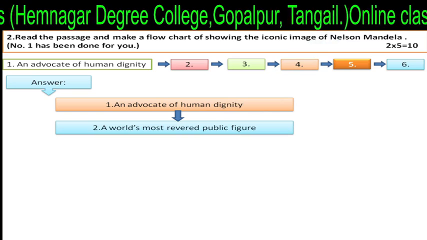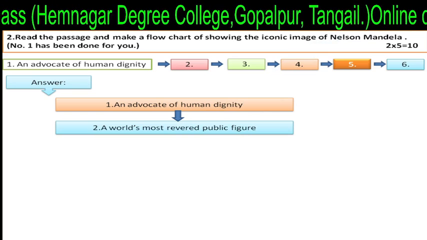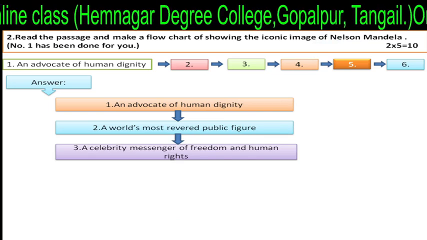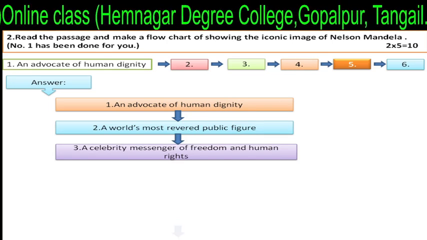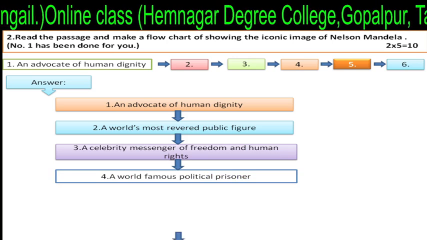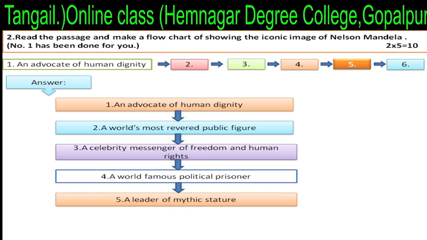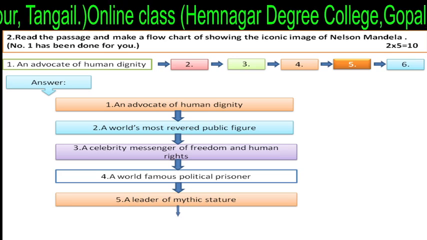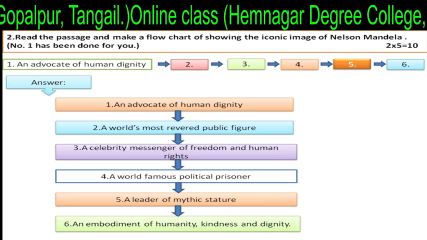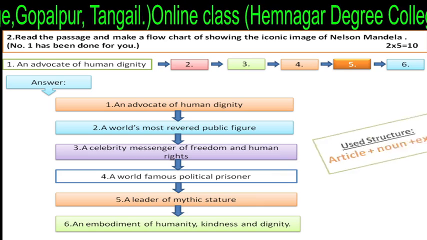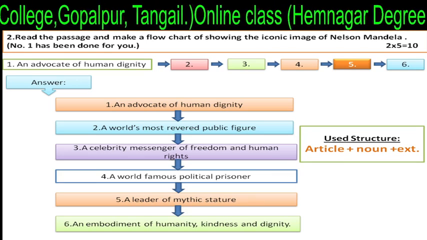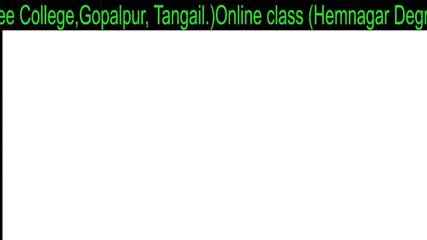Number 2, a world's most revered public figure. Number 3, a celebrity messenger of freedom and human rights. Number 4, a worldly famous political prisoner. Number 5, a leader of mythic stature. Number 6, an embodiment of humanity, kindness and dignity. So dear students, you can see here the structure used: article plus noun plus extension.